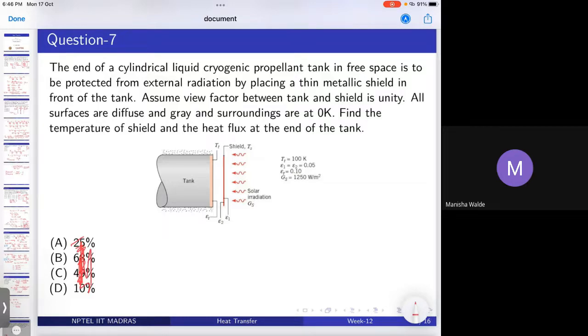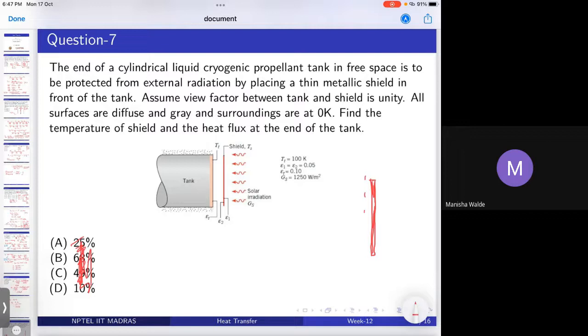So we have a tank, and there is some radiation coming into the tank. It is filled with a cryogenic liquid, and a shield is there to reduce the heat gain of the liquid propellant. We have to find the temperature of the shield. So let's draw the shield here. So this is the shield.